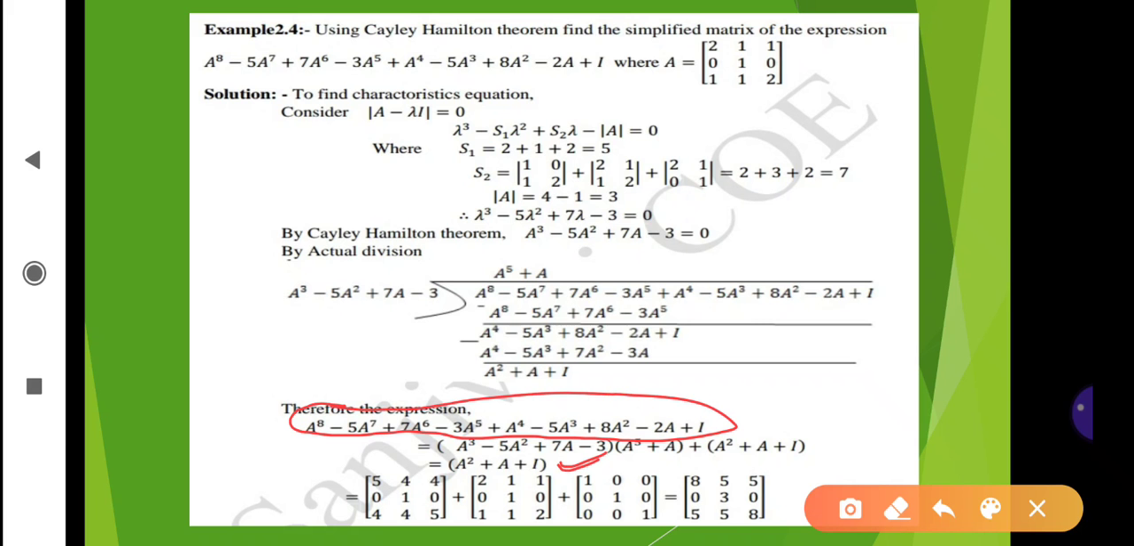Now put the value of A square by calculating A square. I just put here A square, then put A and put I. Take the addition. We will get this matrix. It is 8 5 5, 0 3 0, 5 5 8. That is the simplified matrix of this expression. So you will get the final answer. So this is the procedure to find the simplified matrix of the expression, by using the actual division method.